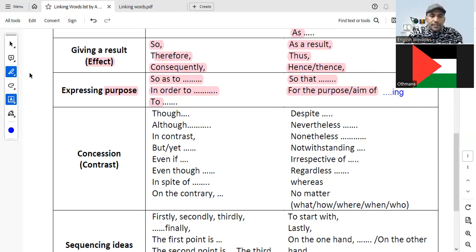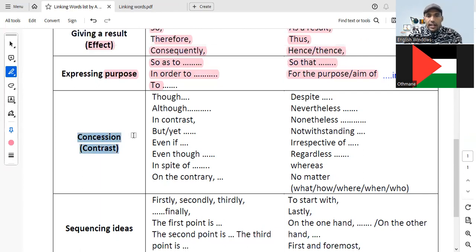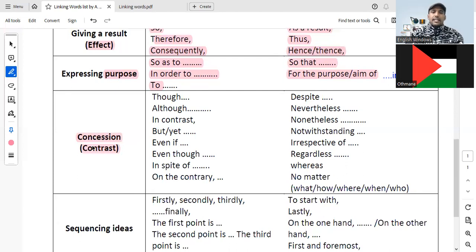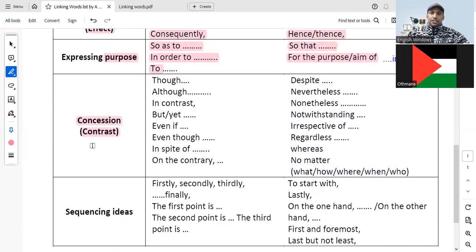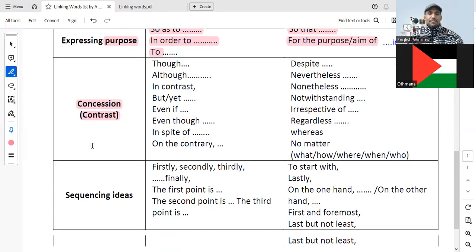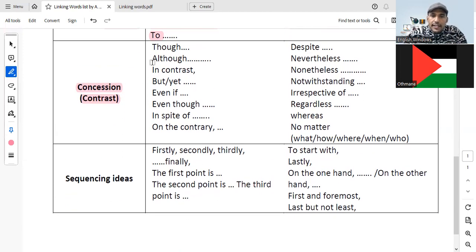Okay, next we have concession or contrast. Sometimes contrast. We have linking words that we can use to express concession, and sometimes contrast, and there is a slight difference. Concession, we grouped together in just one rubric. Concession is what we express in French with "même si". Voilà. So we have an example here, where we can use "do".